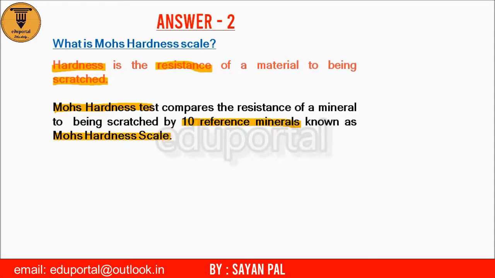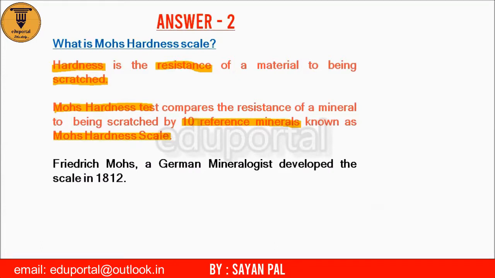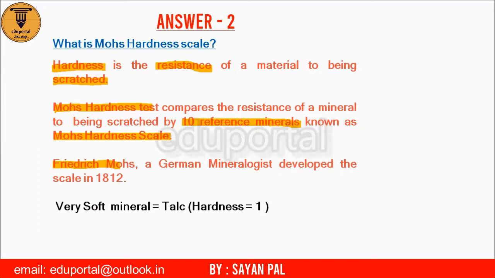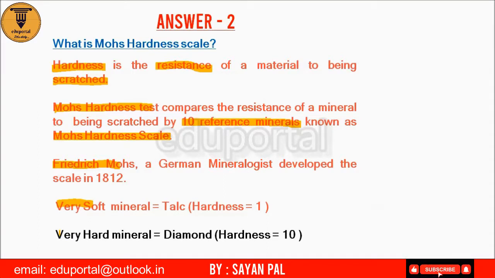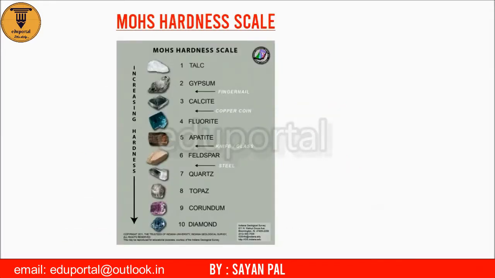of any mineral. Okay, so Friedrich Mohs, a German mineralogist, developed this scale in 1812, and a very soft material is talc, that is having hardness of 1. Okay, and then the very hard material is diamond, that is having hardness of 10. Okay, so this is the Mohs hardness scale, and as we have told, talc having hardness of 1, that is very soft material, and diamond having hardness of 10, very hard material.